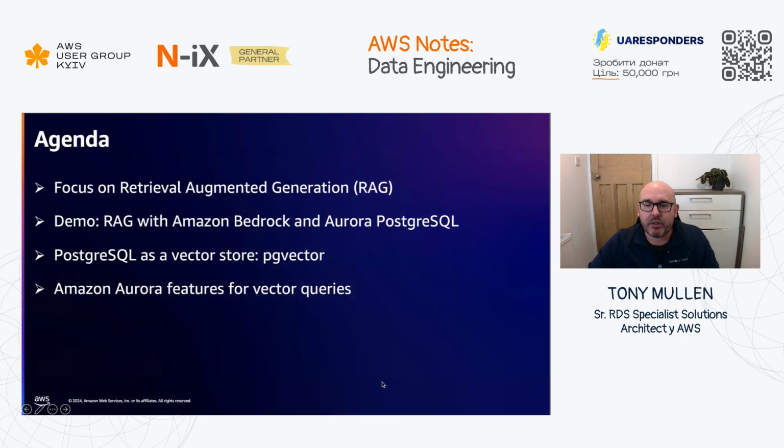Okay, so the agenda for today will be, firstly, we'll be discussing retrieval augmented generation, RAG. Next, we'll see RAG in action with a demo. We'll be using Amazon Bedrock Knowledge Bases and Postgres Aurora. Next, we'll discuss Postgres as a vector store. And finally, we'll be discussing Amazon Aurora's features with vector queries.